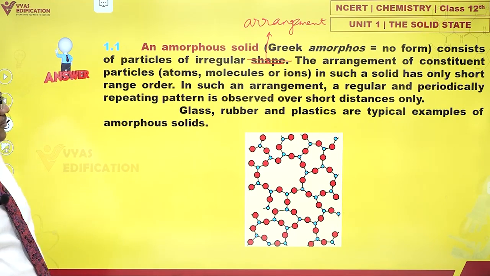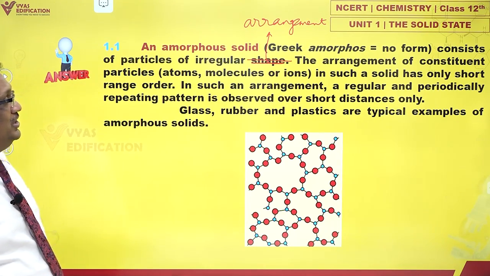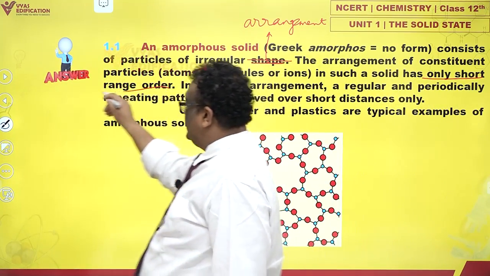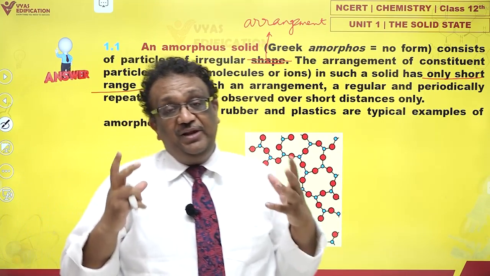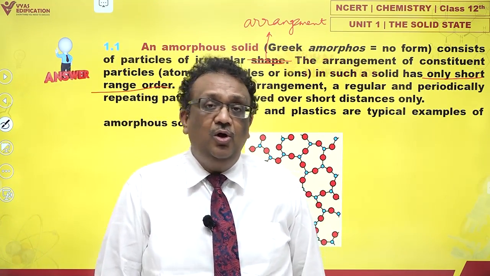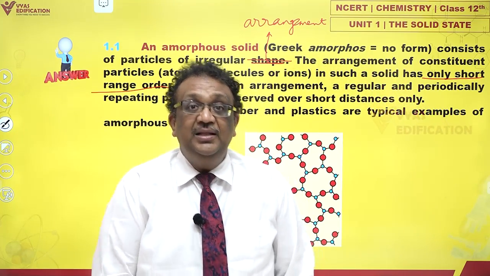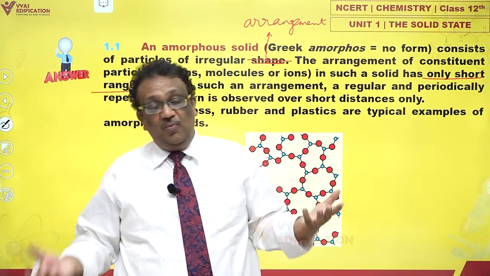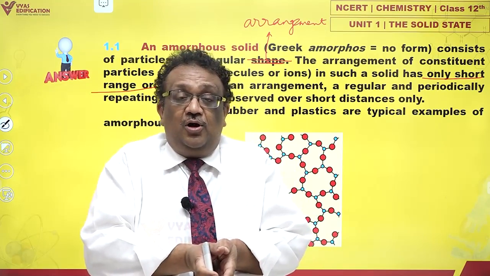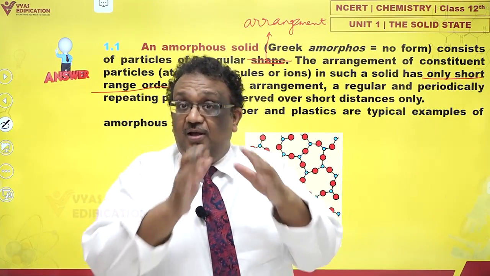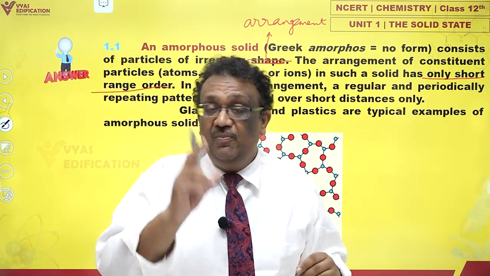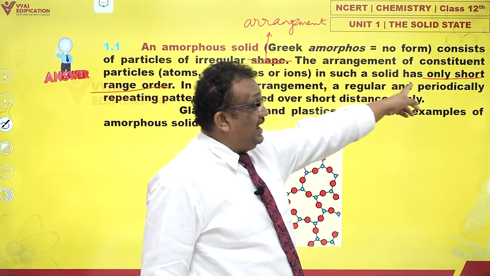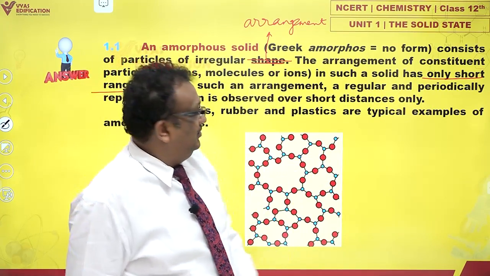The arrangement of constituent particles in such a solid has only short range order. This is also a kind of misconception. It makes it seem very necessary that there has to be short range order. No. The truth is they may or may not have any order. If they are totally disordered, they are amorphous. Even if they have short range order, don't start calling them ordered. They are not ordered, they are still amorphous. They will be crystalline only if there is a long range order. There may be a short range order. It's not compulsory, it is optional, right?